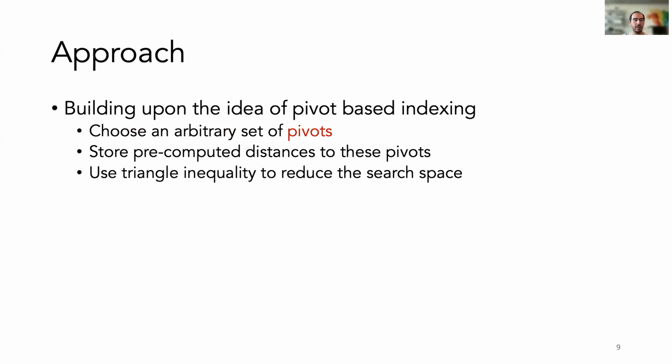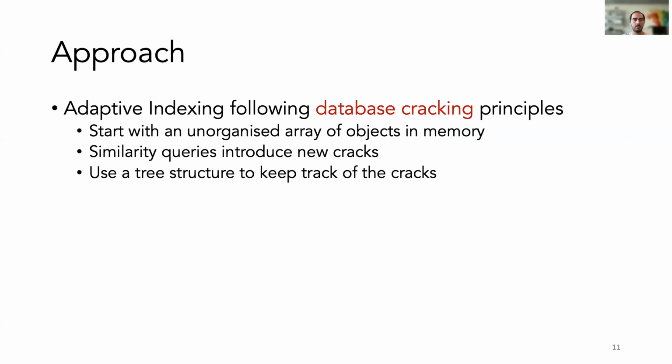After talking about our motivation, let me guide you through our approach. We are building upon the idea of pivot-based indexing. Pivot-based indexes choose an arbitrary set of pivots, store pre-computed distances to these pivots, and use the triangle inequality to reduce the search space. However, we adjusted this idea, and instead of using an arbitrary set of pivots, we are using the queries as pivots.